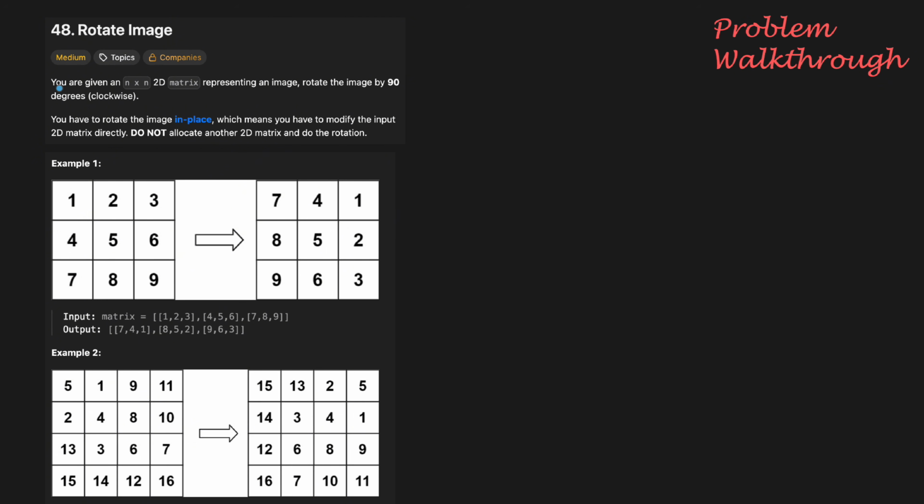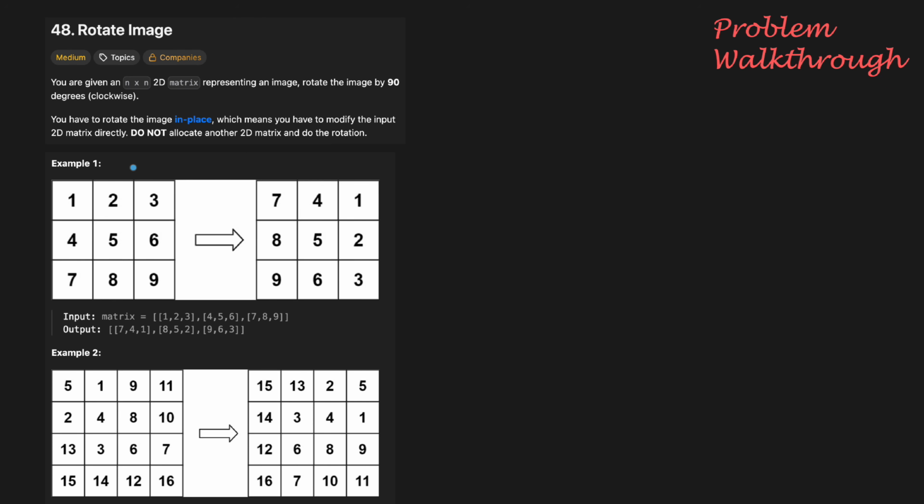Now to the problem. In this problem, we are given an n-by-n 2D matrix representing an image, and we need to rotate this image by 90 degrees clockwise, and we have to rotate the image in place, which means we have to modify the input 2D matrix directly, and we shouldn't allocate another 2D matrix to do the rotation.